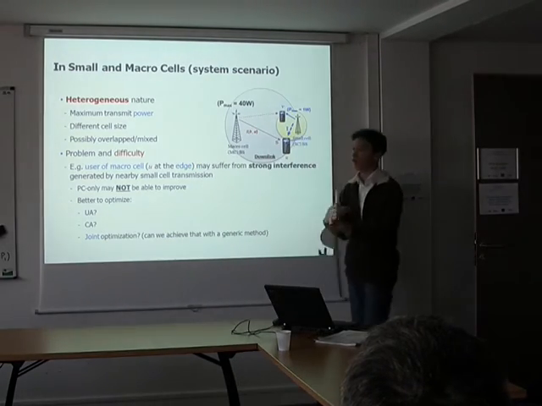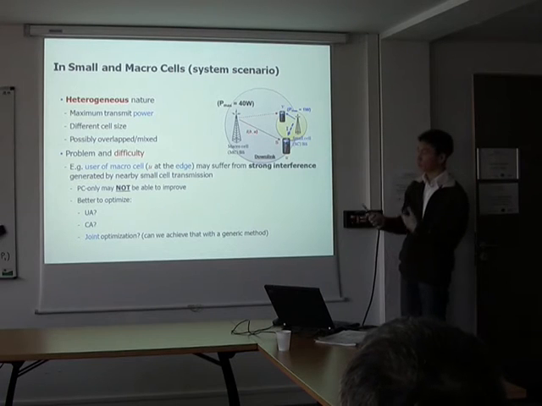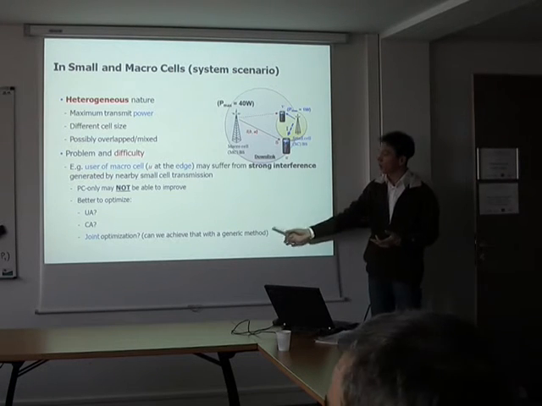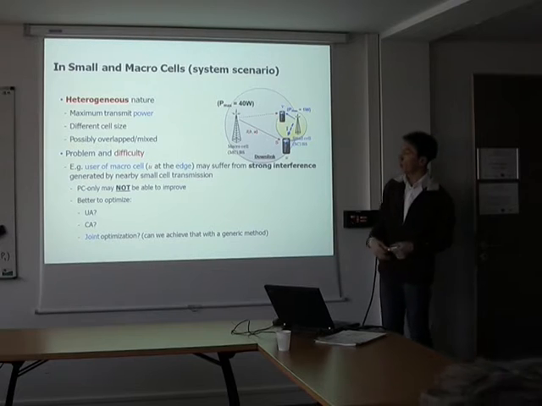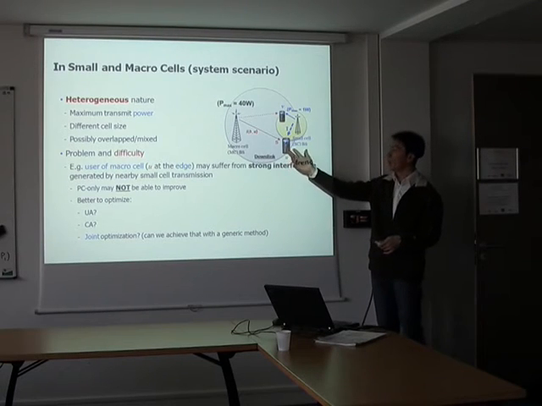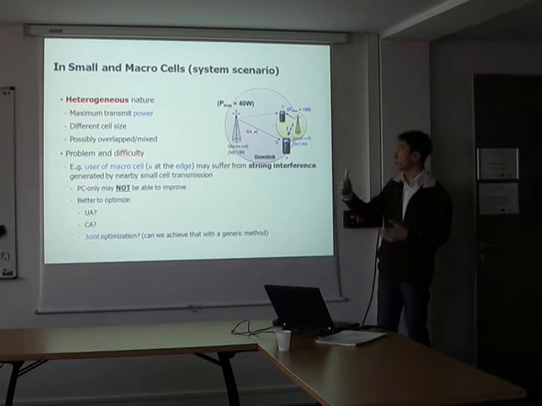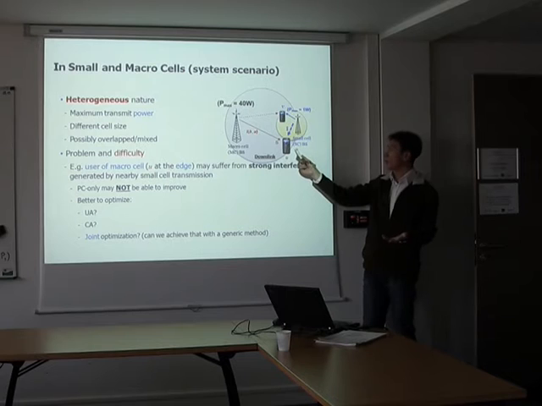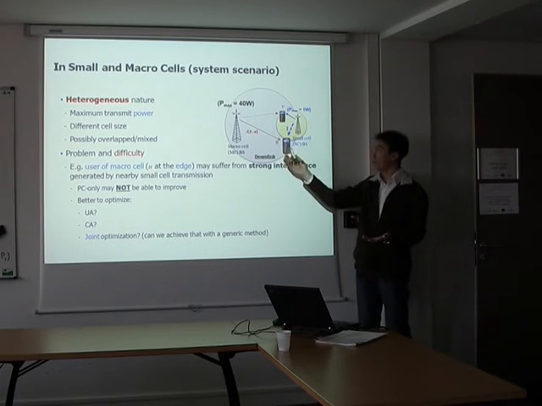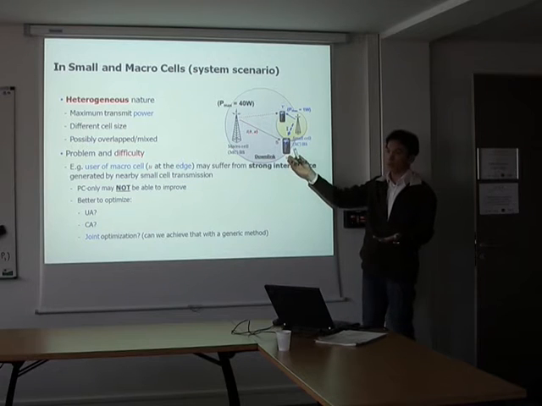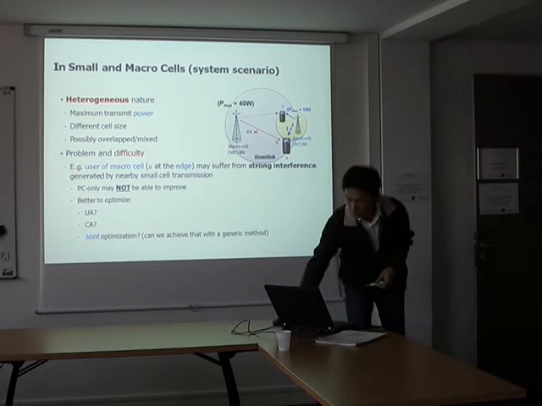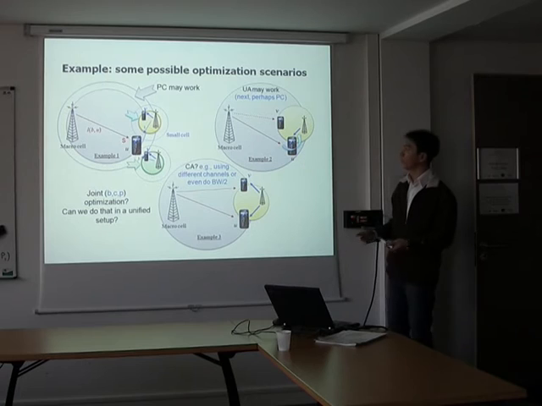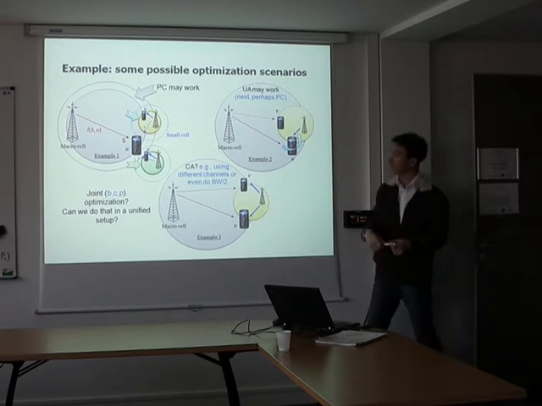You use an orthogonal channel for these two pairs of transmissions, or you do some joint optimization in general. And we know that if you just do power control, it doesn't work. Because for this user, you use the maximum power, but it doesn't really help much because it's really far away. Even if you use maximum power, the SNR is still low at this point. So in some cases, you have to use power control, as mentioned here.